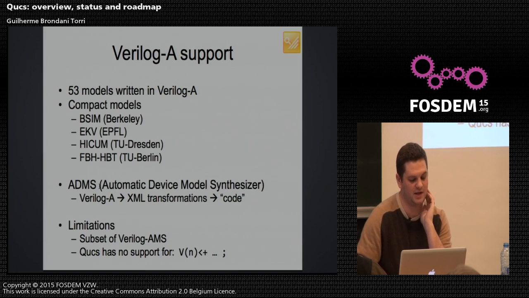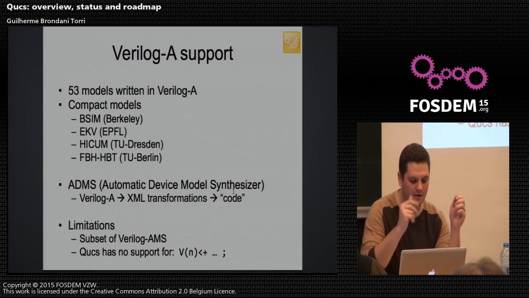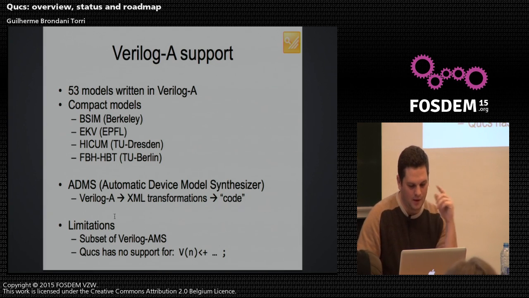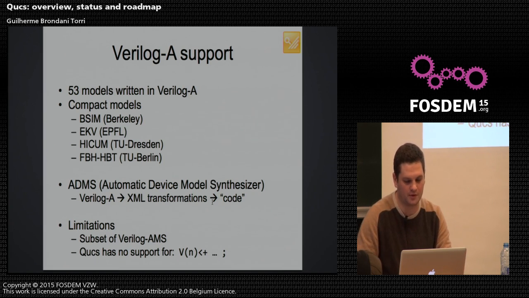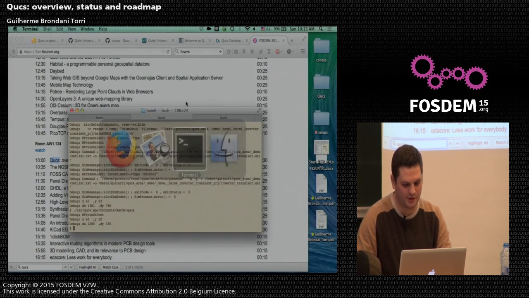We use this tool, which is ADMS, which is basically a code-to-code translator. You give the Verilog-A, we give a set of transformations, and it spits out code. I say code because it can be anything, even documentation, text. It's quite an interesting tool. The limitation is that at the moment we have just a subset of the Verilog-A, Verilog-AMS standard, and Qucs at the moment has no support for voltage or nodal contributions. It's just flow or current contributions. Anyway, let me close this one. Now I go for the development mode.